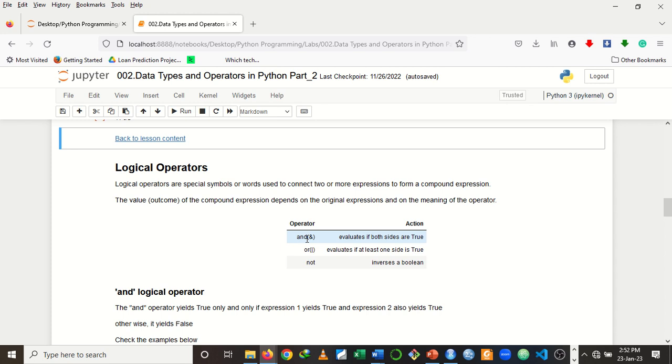Now coming to the or operator. The or operator evaluates if at least one side is true, right? It tries to check and see if one side is true. That is, if A is true and B is false, or will still say that the combined expression is true. So all the or needs is at least one truth, and it will say that the compound expression is true. It will only say false if and only if both sides are false, right? So that's the or for you.